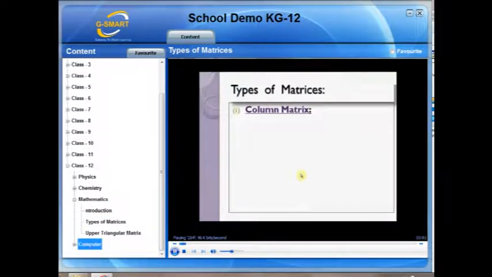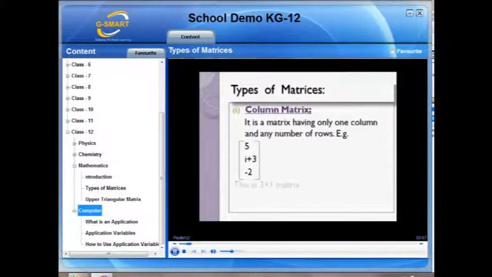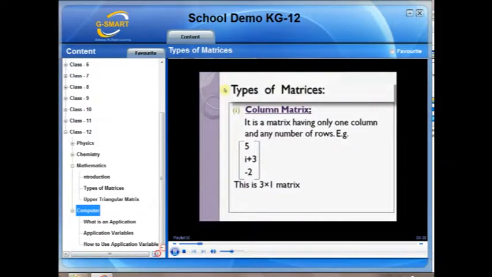Now let's try to study the different types of matrices. First, a column matrix. A column matrix is a matrix having only one column and any number of rows. That is, it can have any number of rows, but it has to have only one column. For example, this is a 3x1 matrix, as it has got 3 rows but just one column, so it is a column matrix.